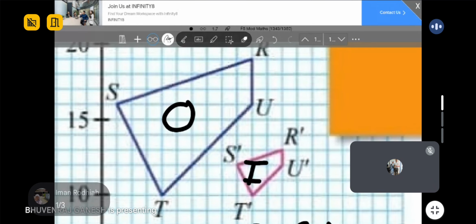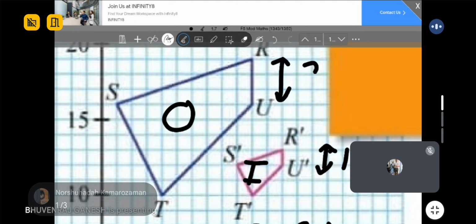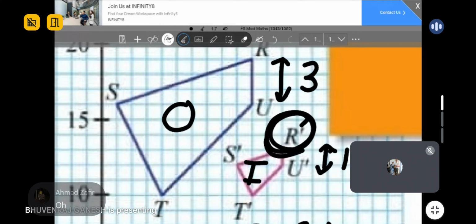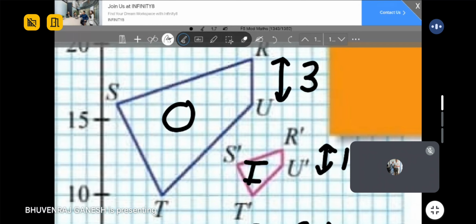Guys, don't confuse. Formula is image over object. This is your image, 1. This is your object, 3. So 1/3. Okay? You must check and see, guys. Simbol. Kalau kamu nampak simbol pelengkap, itu image kamu, the prime. Okay, yang apostrophe like that. Okay, so image is yang lebih kecil dari object.